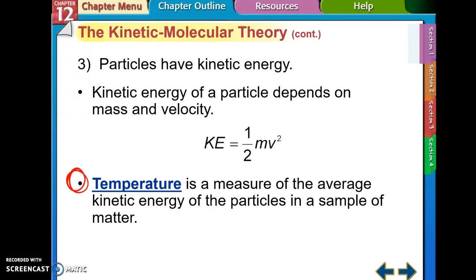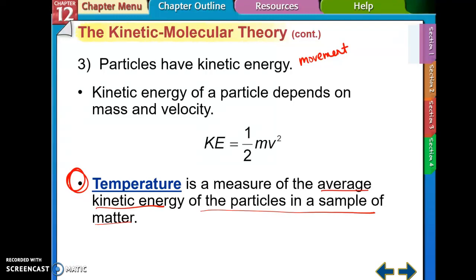What that tells me is that is the average kinetic energy. Remember, kinetic energy is movement, or how fast something is moving, of the particles in a sample of matter. So think about it this way. When it snows outside, the temperature is low. Okay? When the temperature is low, that means the particles move slowly, so the water particles stick together and form snow. If it's warmer outside, that means the kinetic energy of the particles is moving faster.